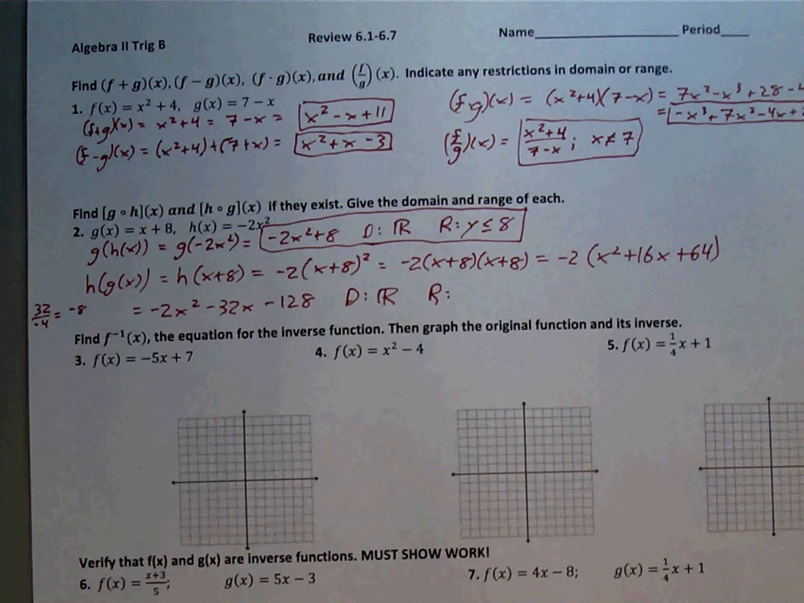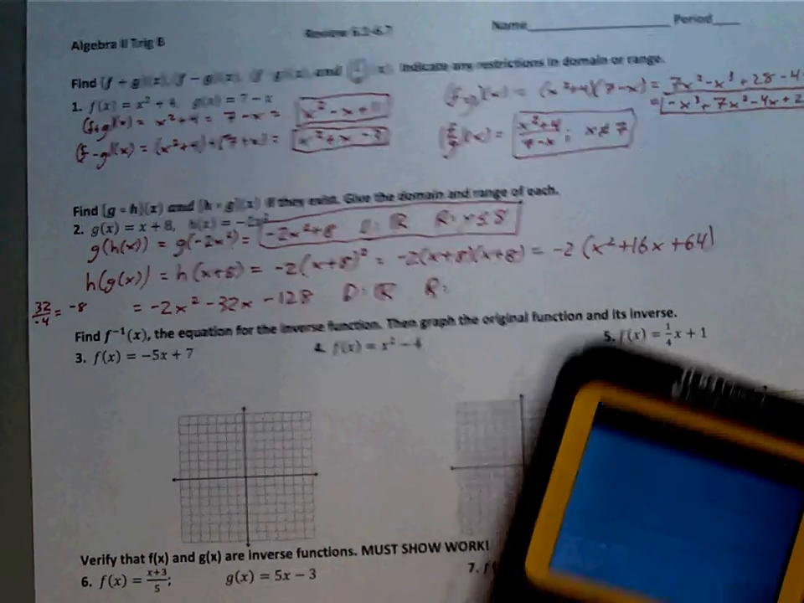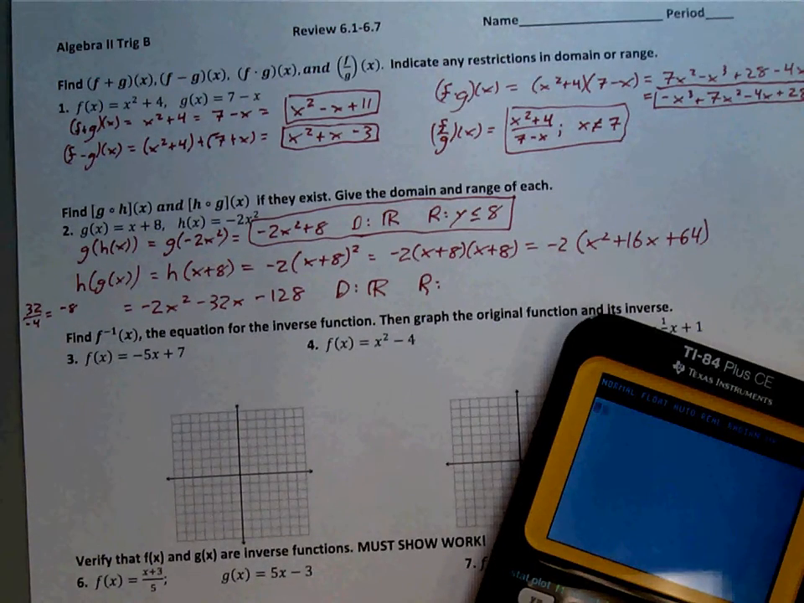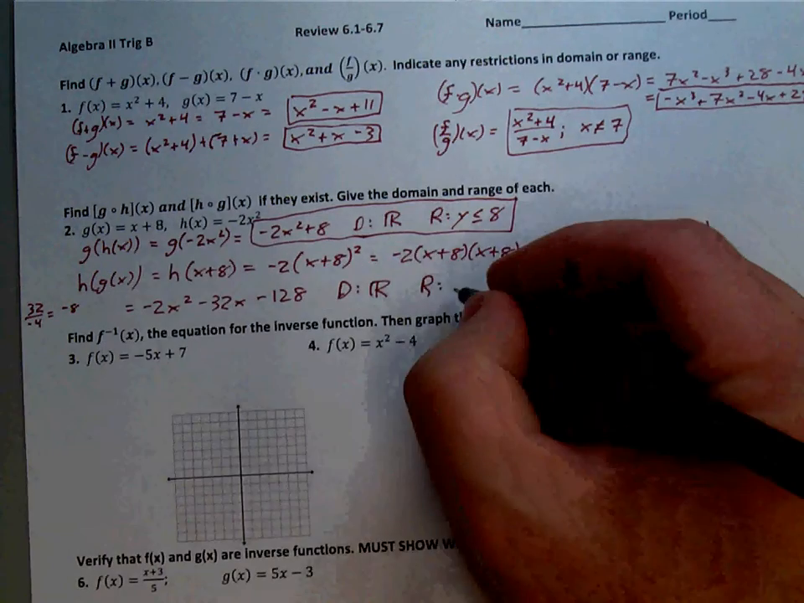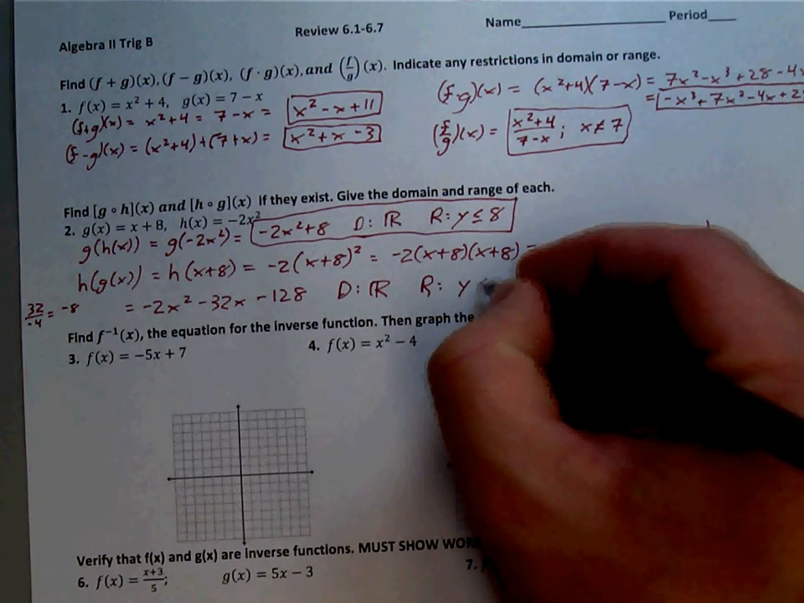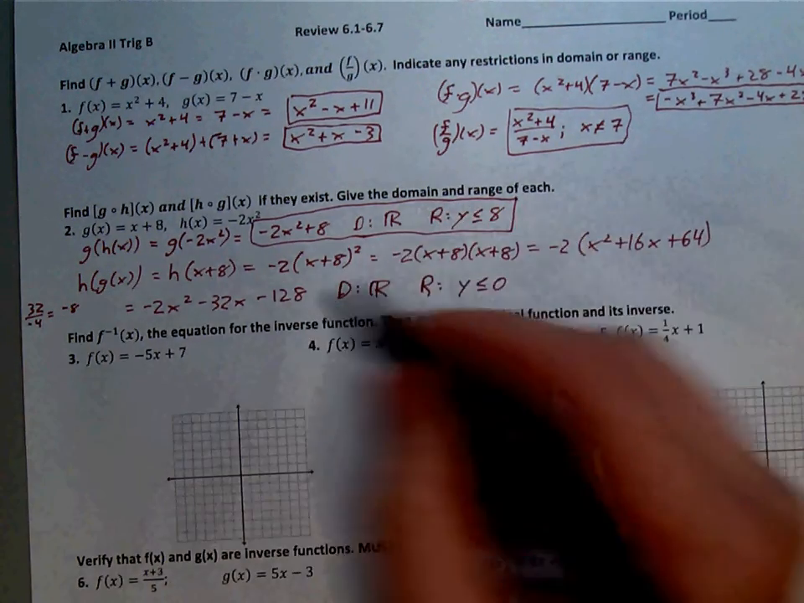Then I'll have to plug negative 8 in. I'm just going to do that on the calculator real quick. So I've got negative 2 times negative 8 squared minus 32 times negative 8 minus 128. We get 0. This is opening downward, so it's less than or equal to the 0.